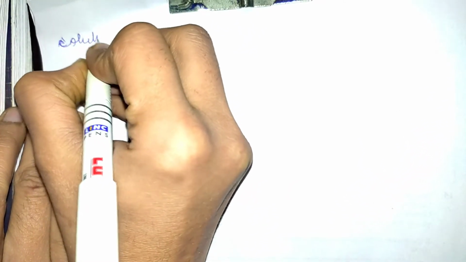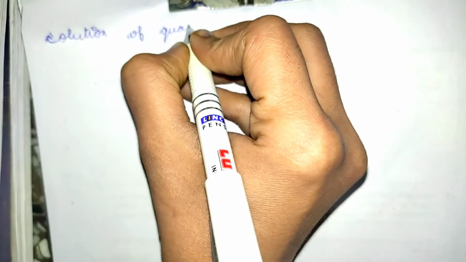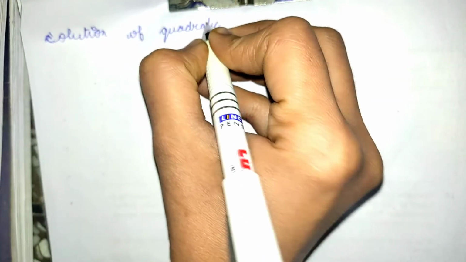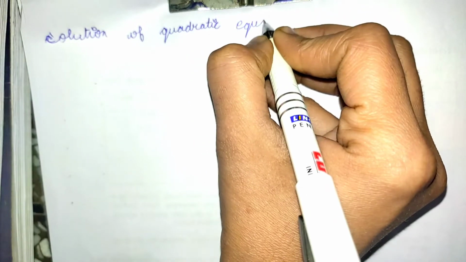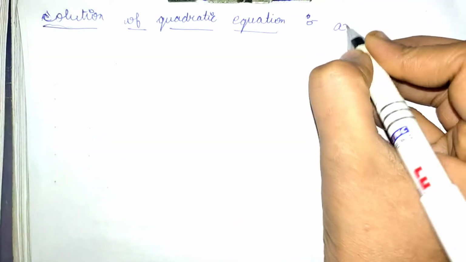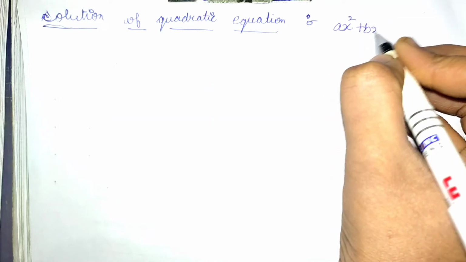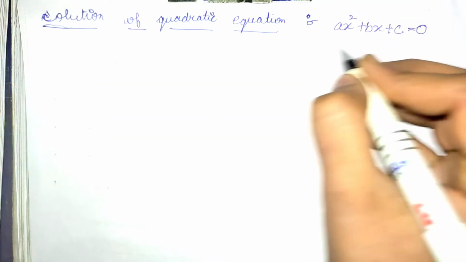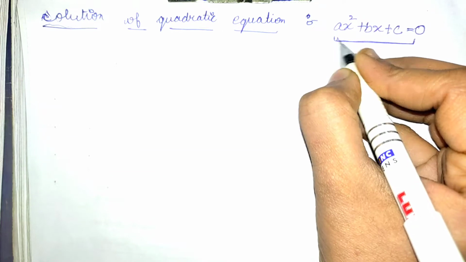So without wasting our time, let's start today's topic, which is the solution of quadratic equations. What does it mean by solution? Solution means we have to find out the roots. Earlier we were given only the quadratic equation, ax square plus bx plus c equals 0. I was having only this quadratic equation, right?